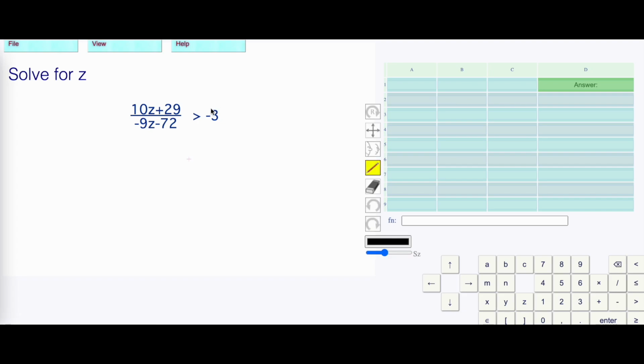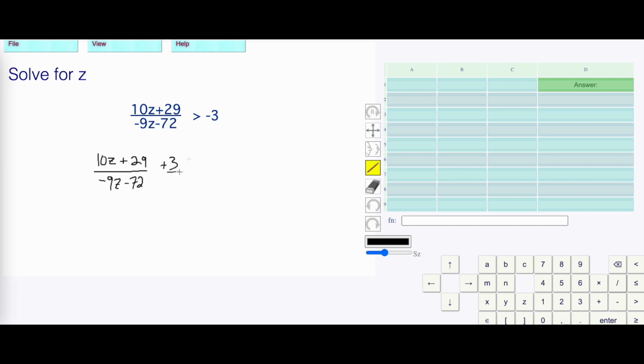I want to get rid of this negative 3, because we know we can figure out when it's greater than or less than 0. And this isn't 0. So we get rid of the negative 3. I'm going to add 3 to both sides. We end up with 10z plus 29 over negative 9z minus 72, adding 3 to both sides, so plus 3.